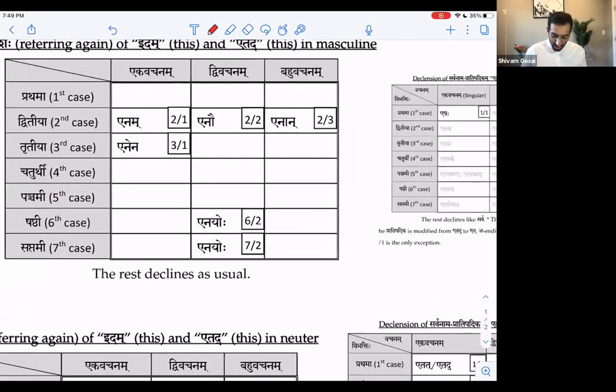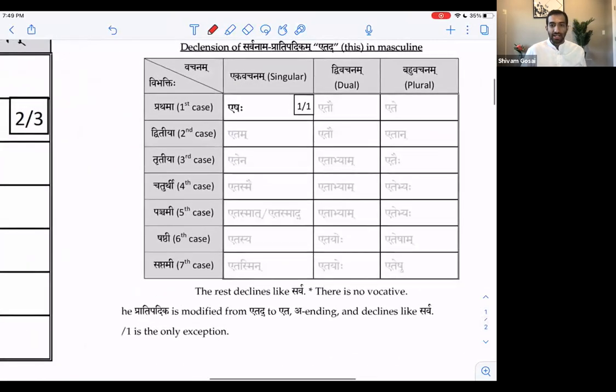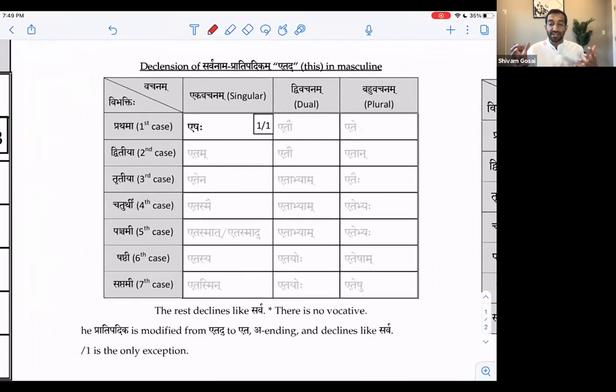So just to remind you, let's quickly remember the chart for etad, because we use this instead of etad when we're referring to it multiple times. So eshaha, eto, ete, etam, eto, etan, etena, etabhyam, etaihi, etasmai, etabhyam, etebhyah. You can say with me, etasmat, etabhyam, etebhyah, etasya, etayoho, etesham, etasmin, etayoho, eteshu.